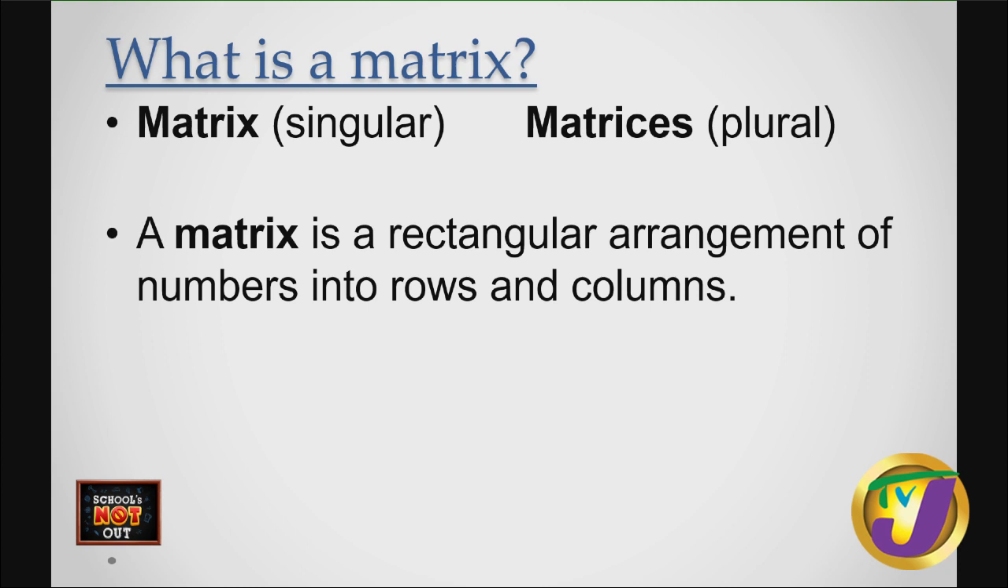But before we get into the matrix of it all, I just want to remind you that matrix is the singular form and matrices is the plural form of the word. All right. But I want to point out something, because the definition says a matrix is a rectangular arrangement of numbers into rows and columns. I want to expand that a bit. We're not limited to numbers, but we can also have expressions in our matrix as well. And we will get into that as we go along.